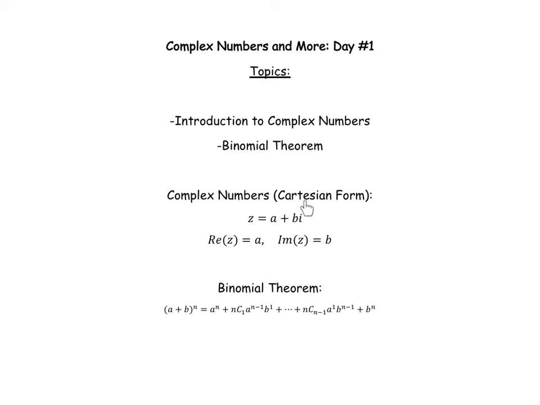Here you'll see Cartesian form for a complex number. Complex number z takes on the form a plus bi, where the real portion of z is a, the imaginary portion of z is b, and I should note that a and b are in the real numbers.